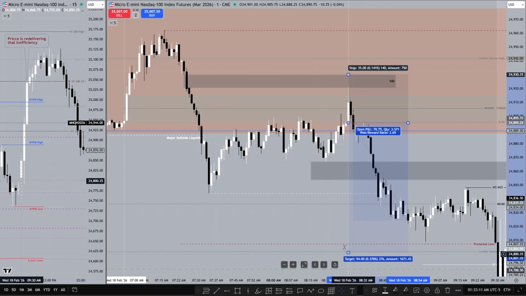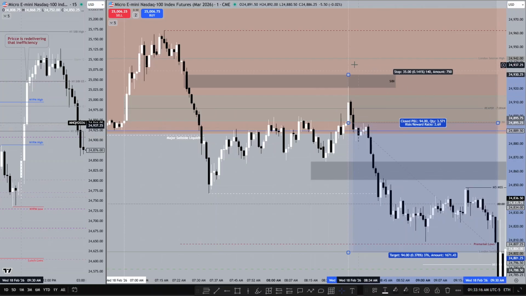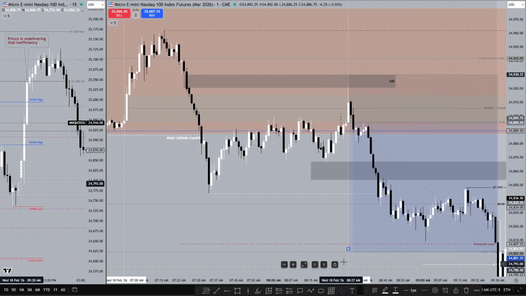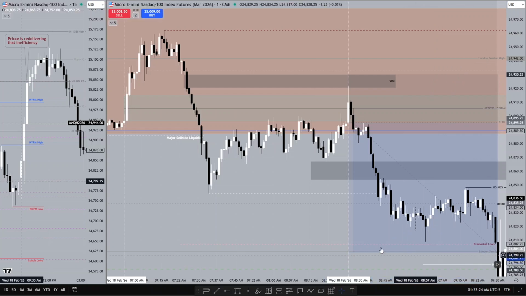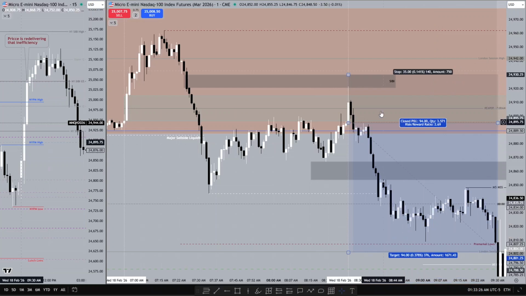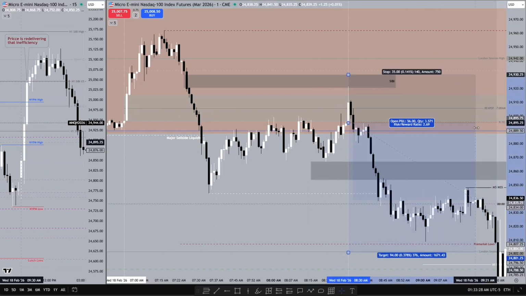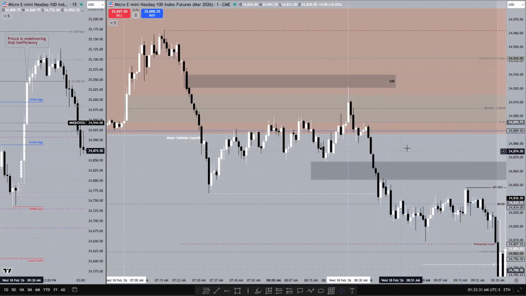2.69R. That's decent. The trade would have lasted maybe an hour roughly, and I think that was a move for the pre-market session. Now moving on to the New York AM session.